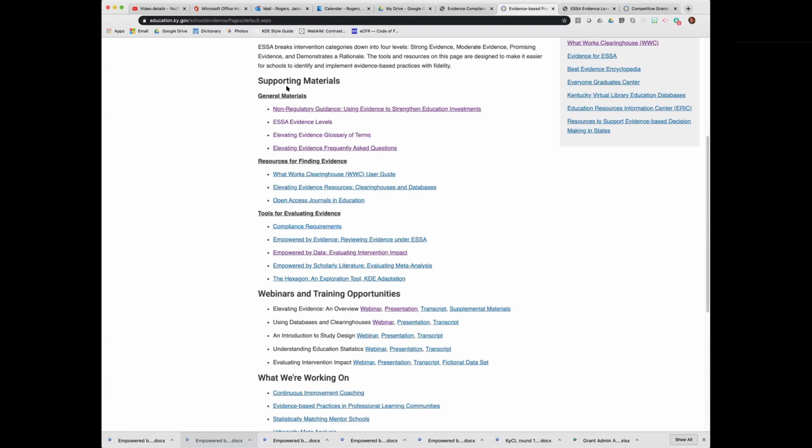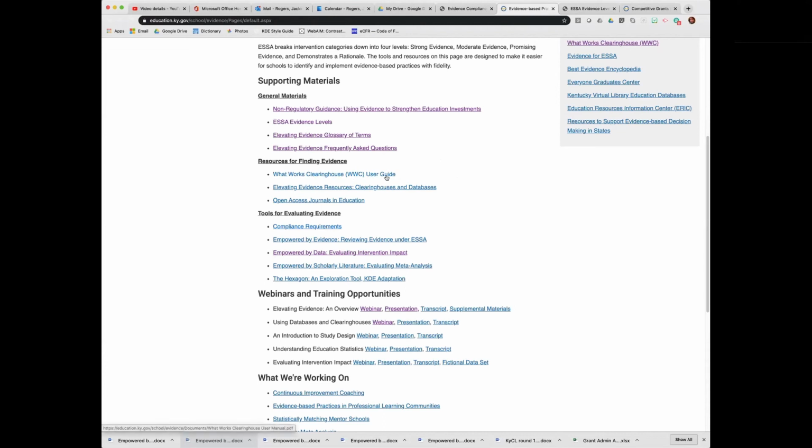Also, the second group under supporting materials is about resources for finding evidence. We oftentimes go to What Works Clearinghouse and we see something listed and we take it at face value without really looking at the study, first of all, or really understanding what they're saying.